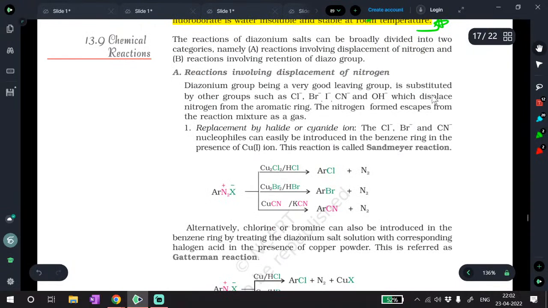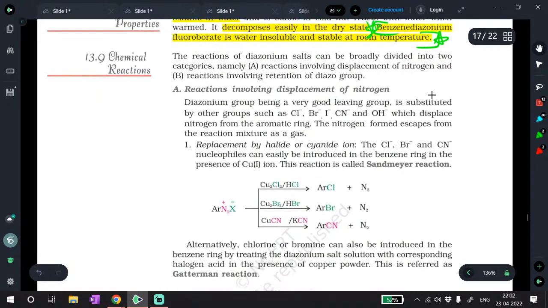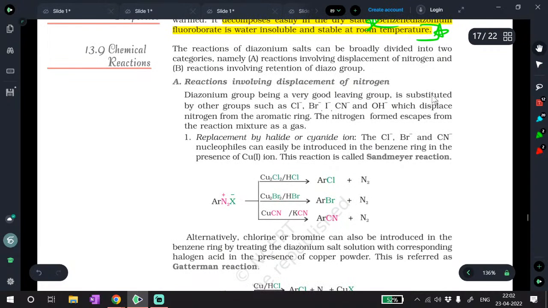The reactions of diazonium salts can be broadly divided into two categories, namely A, reactions involving displacement of nitrogen, and B, reactions involving retention of the diazo group.